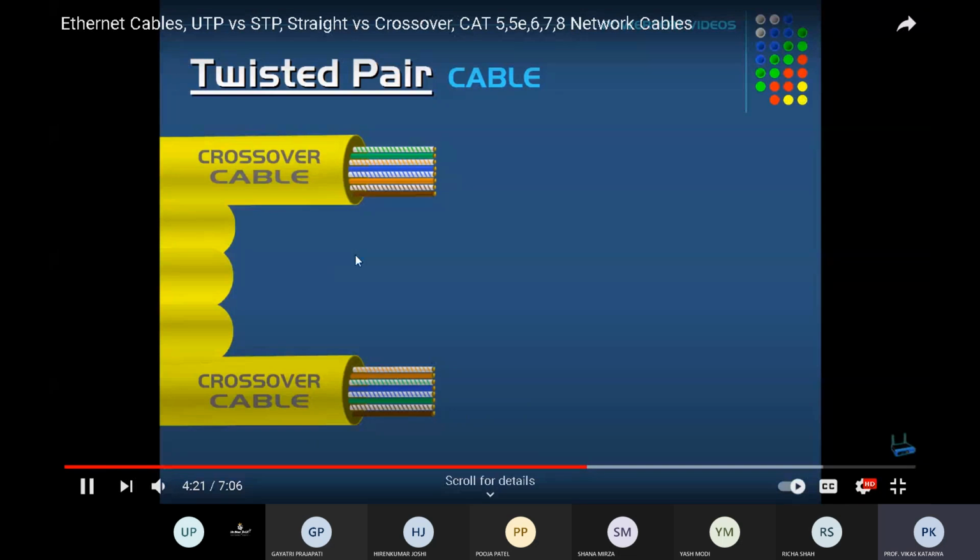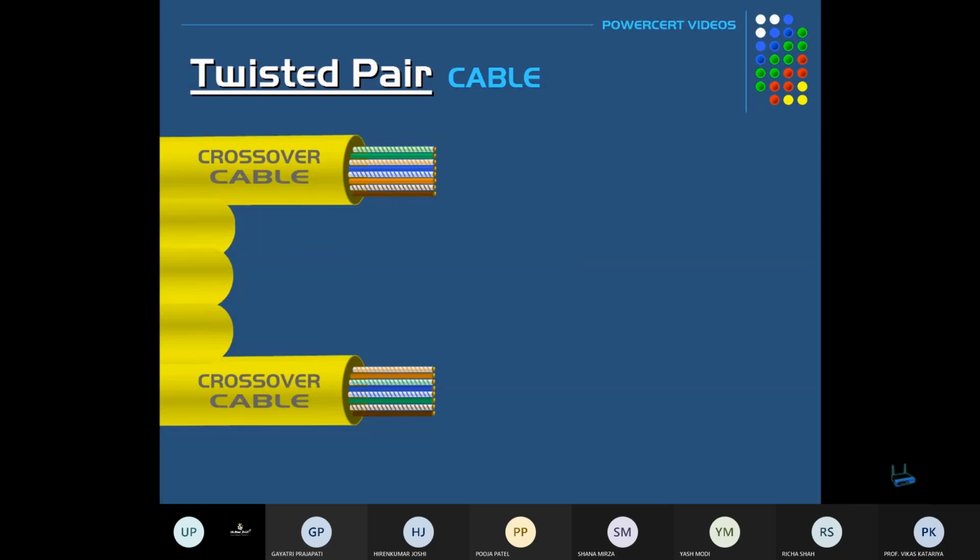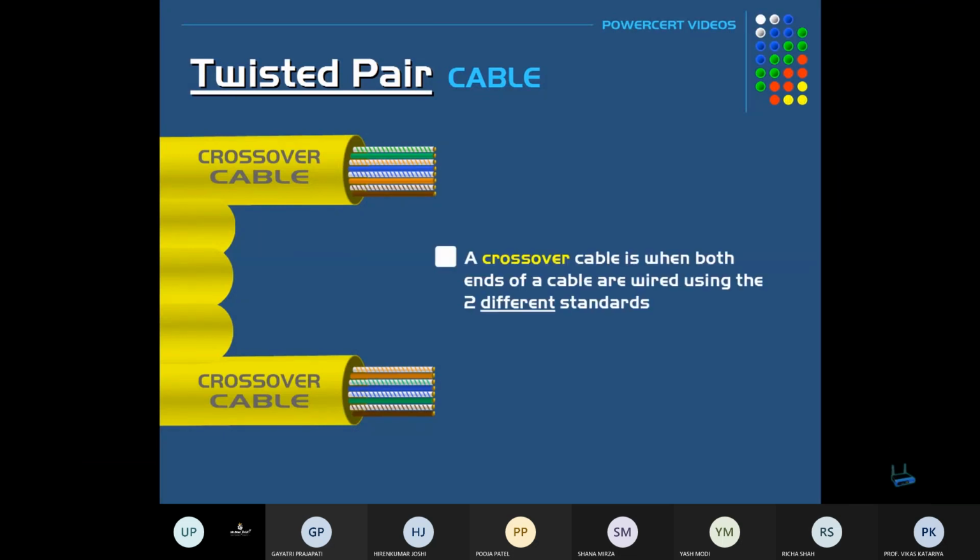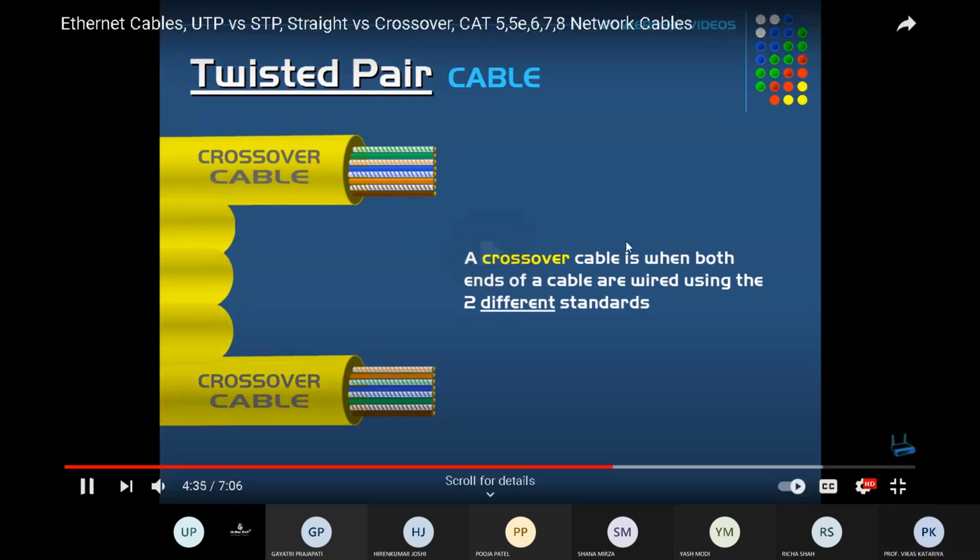Similarly, the crossover cable. Now it is a crossover cable. This is the color combination of a crossover cable. A crossover cable is when both ends of a cable are wired using two different standards.